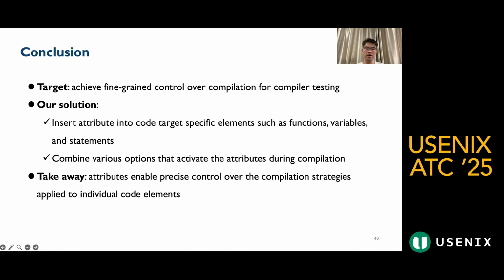We also combine different compiler options that interact with these attributes, further expanding the variety of compilation strategies we can explore. The key takeaway here is that attributes give us a powerful mechanism to control compilation at a very detailed level. This greatly improves our ability to uncover compiler bugs when testing compilers.